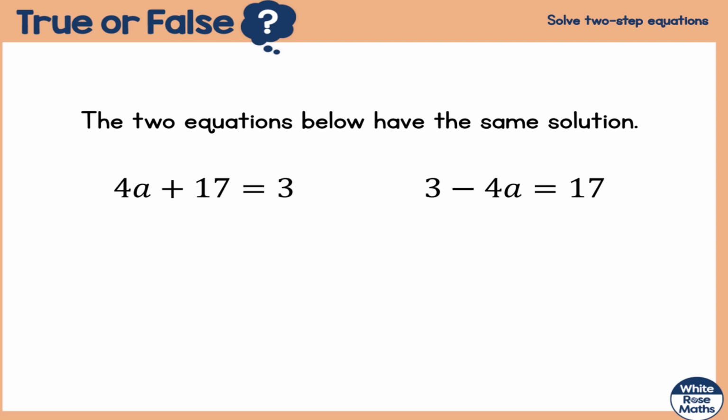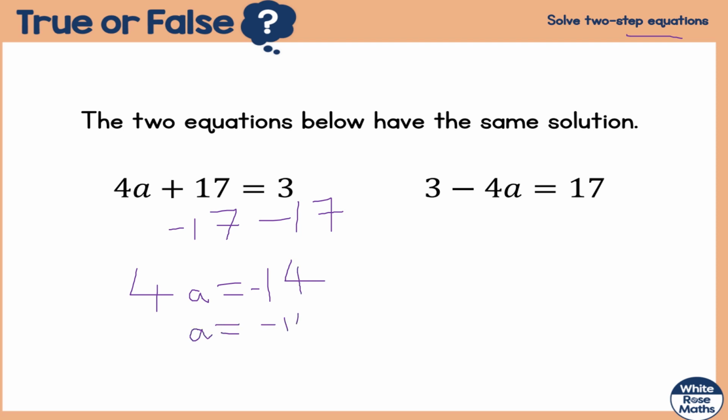True or false? Solve two-step equations. The two equations below have the same solution. So solving this one, I'm going to take away 17 on both sides. So I get 4a is equal to negative 14. Divide through by 4, and I get a is equal to negative 14 quarters, or negative 7 halves. I'll leave it like that for the purpose of this question.